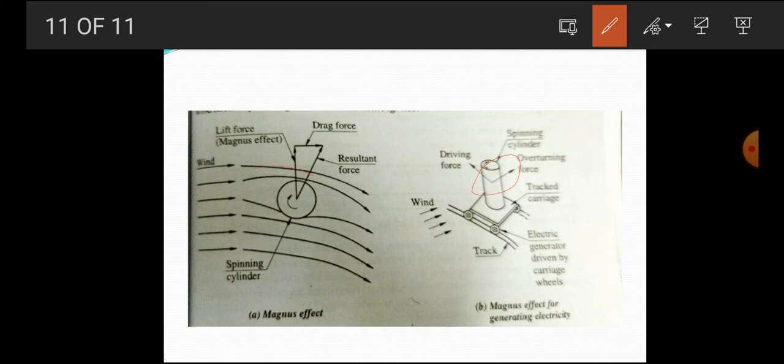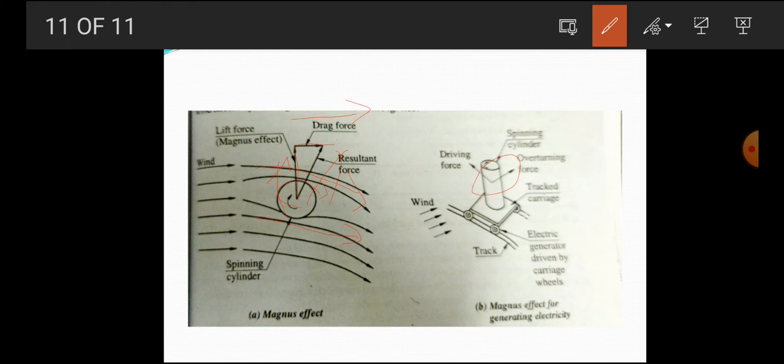So if wind is moving in this direction and the cylinder is spinning in the wind stream, the translational forces are produced perpendicular to the wind stream. So the forces produced are at 90 degrees. As you can see here, a free body diagram is drawn, where the drag force is in this direction, the lift force is in this direction, so the resultant force is in this direction.